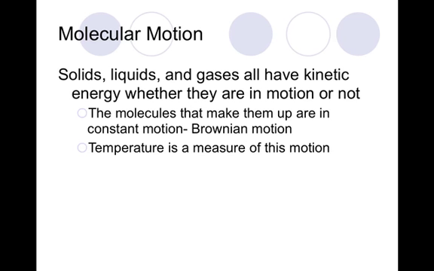Molecular motion: it's important that you understand that atoms and molecules never stop moving, that they're always moving. You need to know that the molecules that move in constant motion, that's called Brownian motion. Temperature is a measure of this motion. The quicker things move, the higher the temperature is.